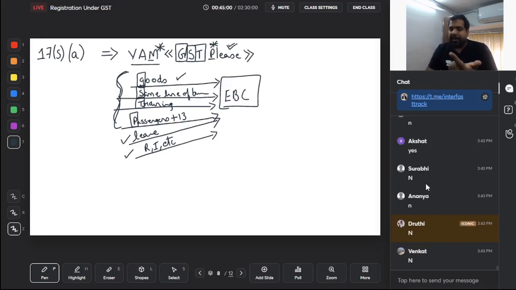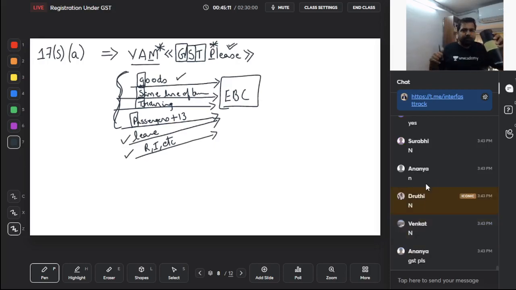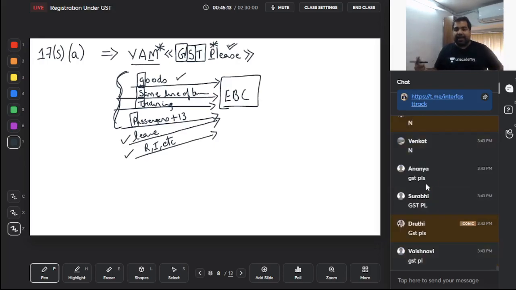What is VAM? Vessels, aircraft and motor vehicles, GST is not allowed, except if on the number plate, what do you read guys? Please tell me in the chat box, what do you read on the number plate? If you read GST, please. G is goods, S is same line of business, T is training, and P is passengers, more than 13. Leasing is allowed if the main vehicle is allowed. Repair and insurance allowed if the main vehicle is allowed.